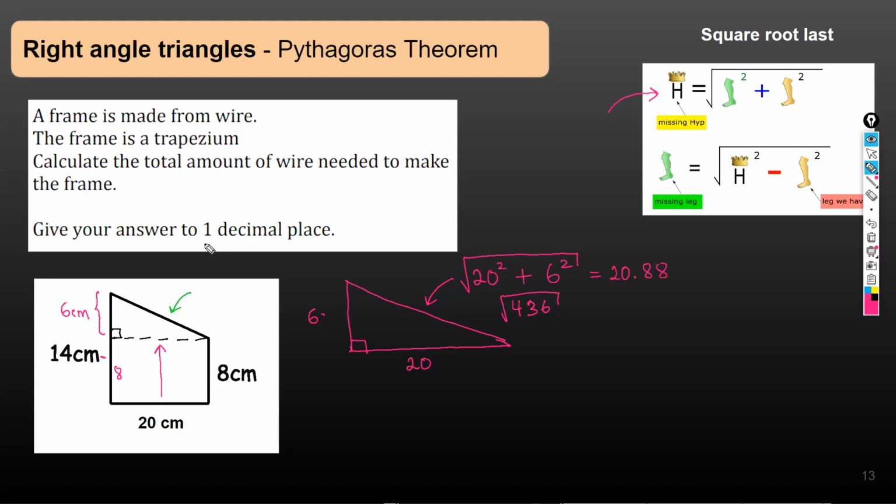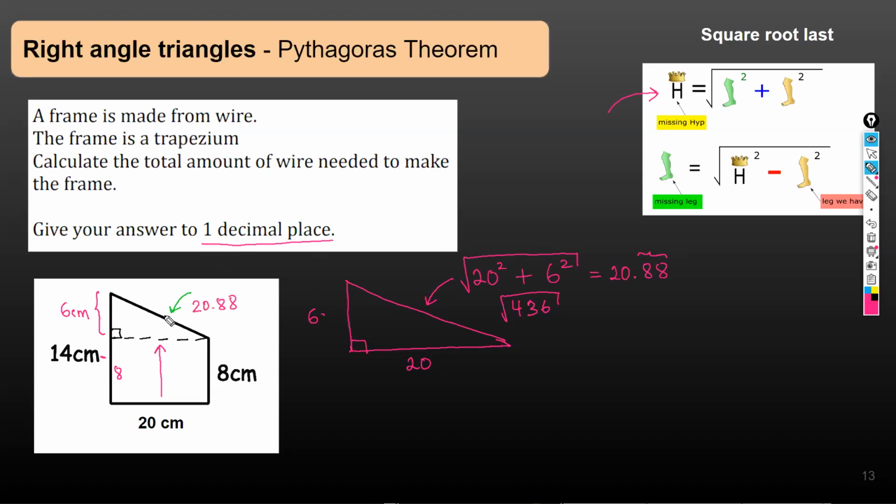20.88. Now, I know they tell me to go to 1 decimal place, right? But here's my advice. If they ask you to go to 1 decimal place, work with 2 decimal places. You always work with 1 more decimal place than they want. And at the end of the question, then round off to 1 decimal place. So we just found out here was 20.88.